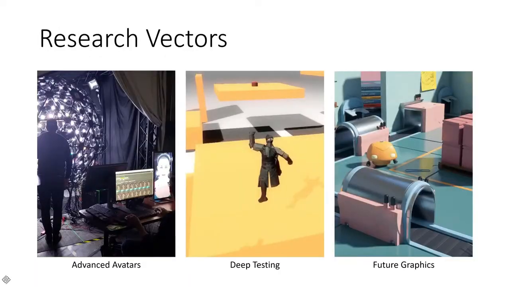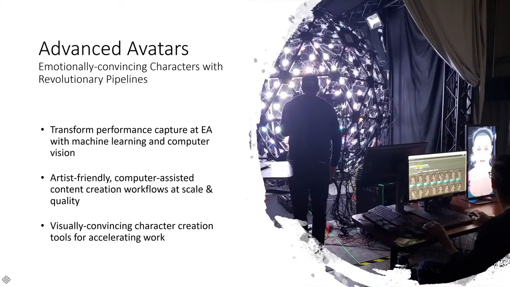At Seed, our research is split in three vectors: advanced avatars, deep testing, and future graphics. I'll give you a quick overview of each vector so that you get a better idea about these topics that we're focused on. Advanced avatars, the first vector I want to bring up, is based around building a revolutionary pipeline for creating emotionally convincing characters.